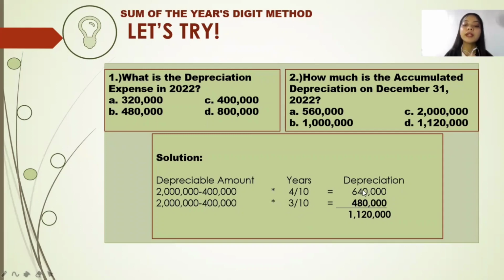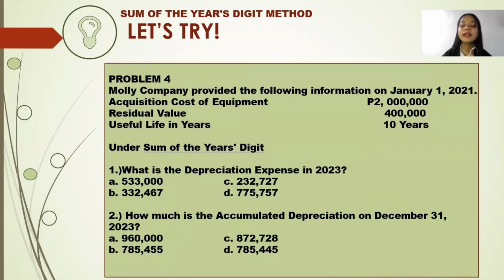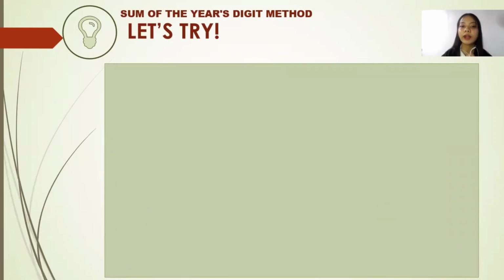So, ito yung depreciation expense natin ng 2022. Kapag tinotal din natin yan, makukuha na natin yung accumulated depreciation. Sabi ko nga, yung accumulated depreciation is total depreciation: 1,120,000. So, ang sagot natin sa number 1 is 480, at ang sagot natin sa number 2 is 1,120,000.